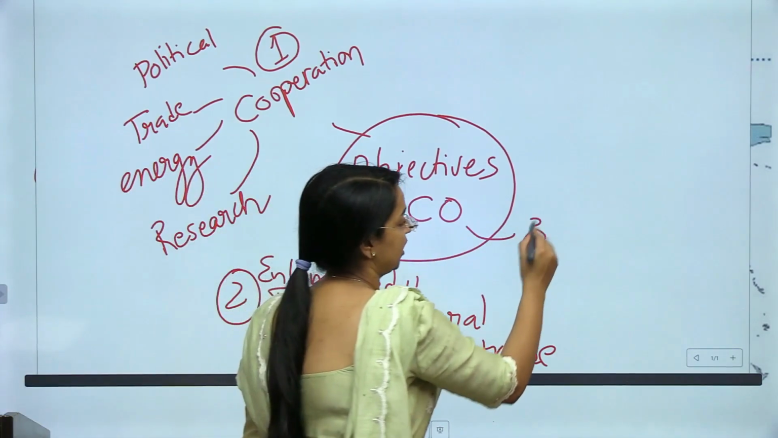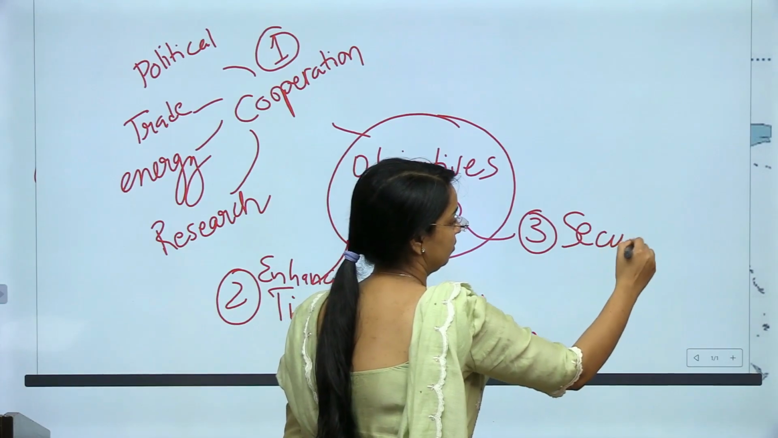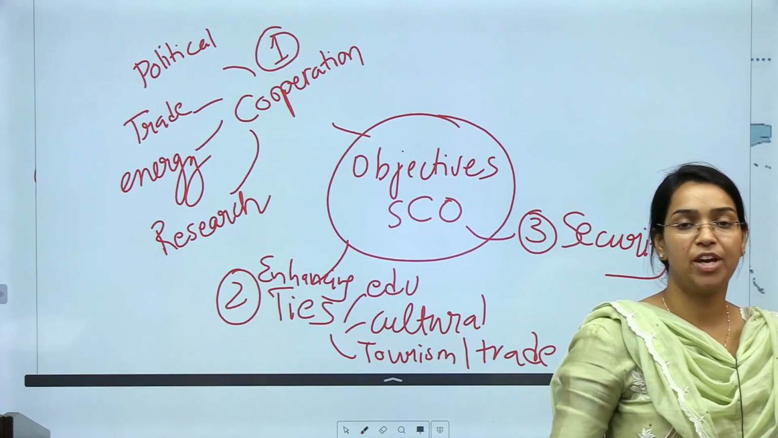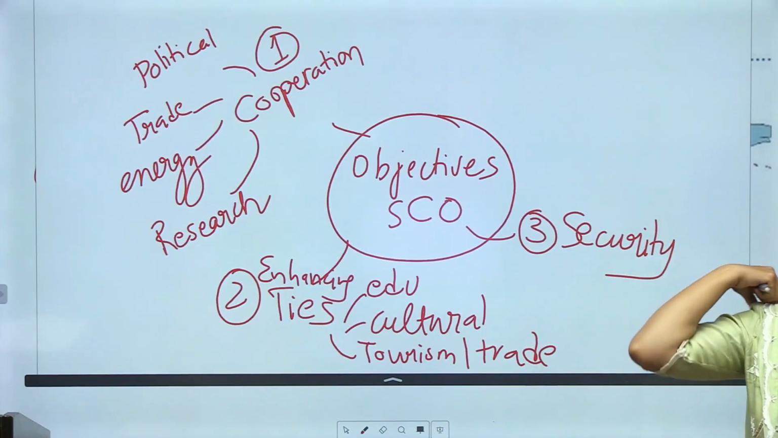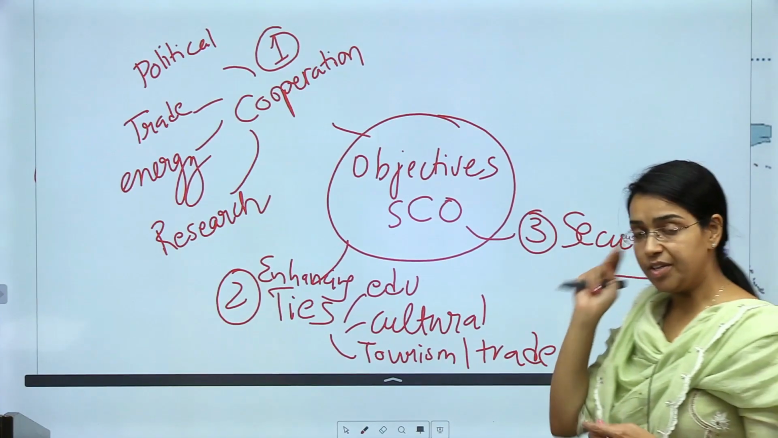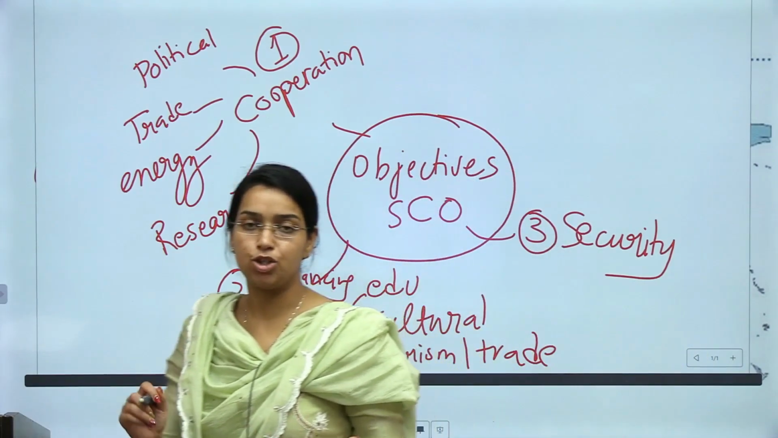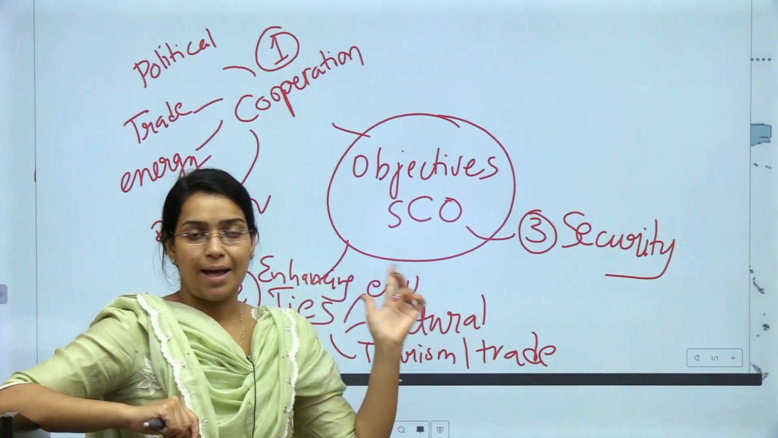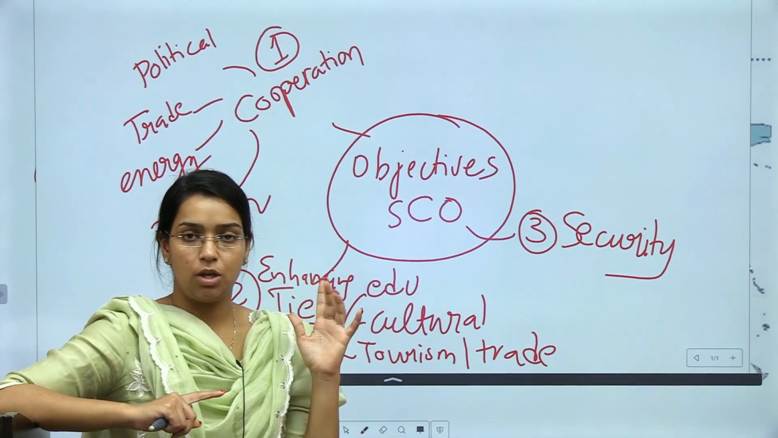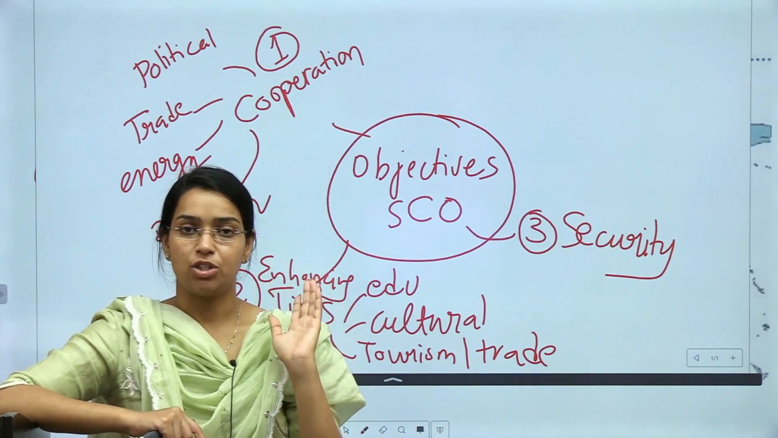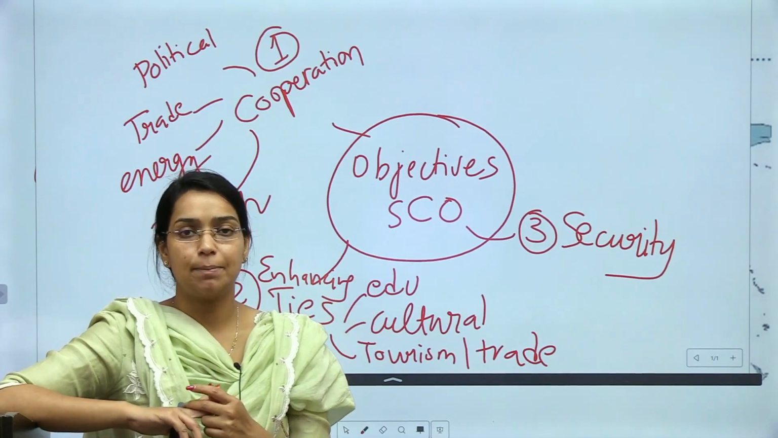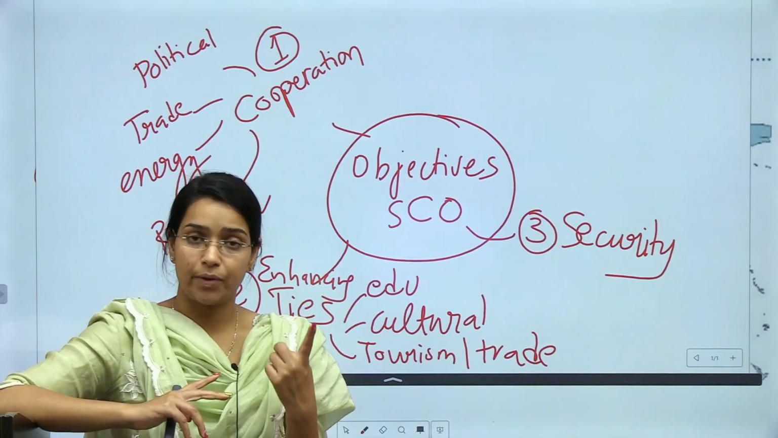The next objective is security, right. Now the region can face multiple threats and issues. जैसे कि terrorism is a very big issue in this region. You see Afghanistan also lies at the periphery of this region, Central Asia, Russia वाला region, right. जो member countries हैं, they are getting affected by these security issues like terrorism.